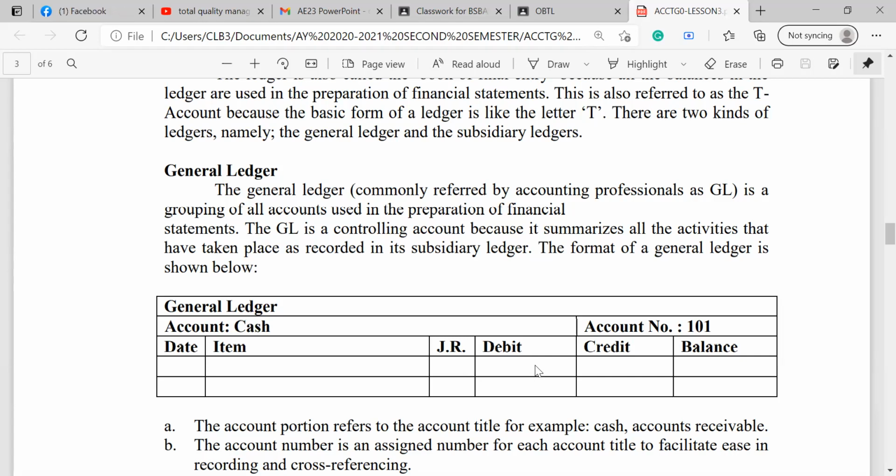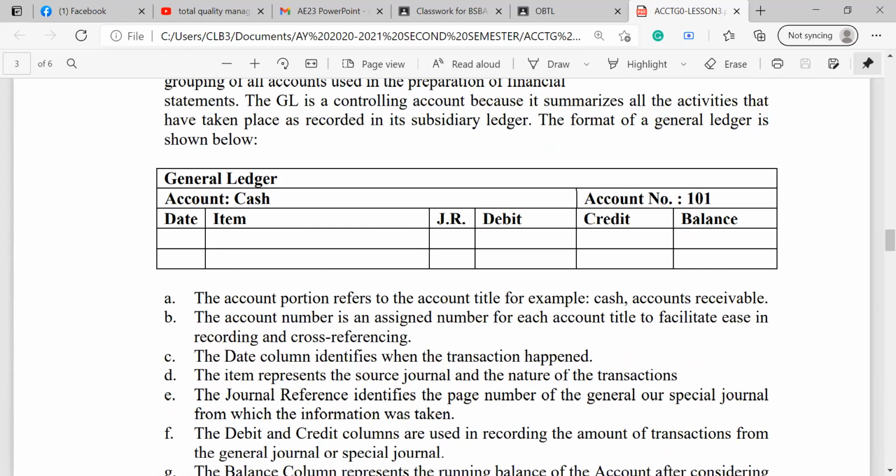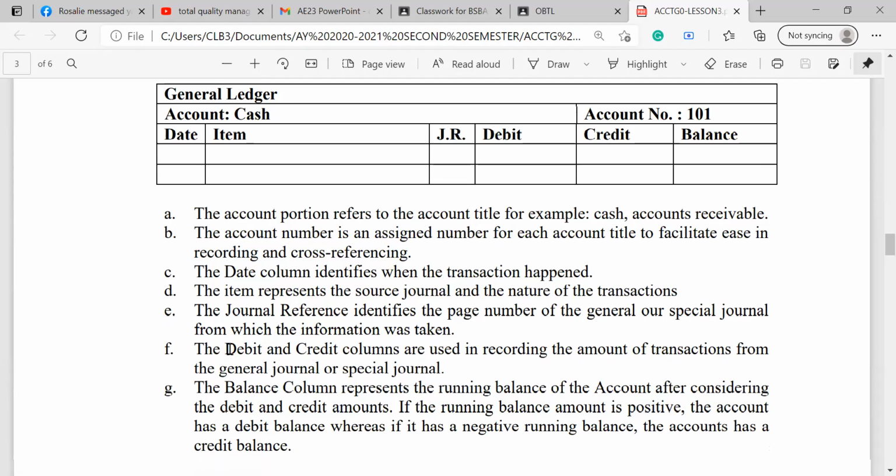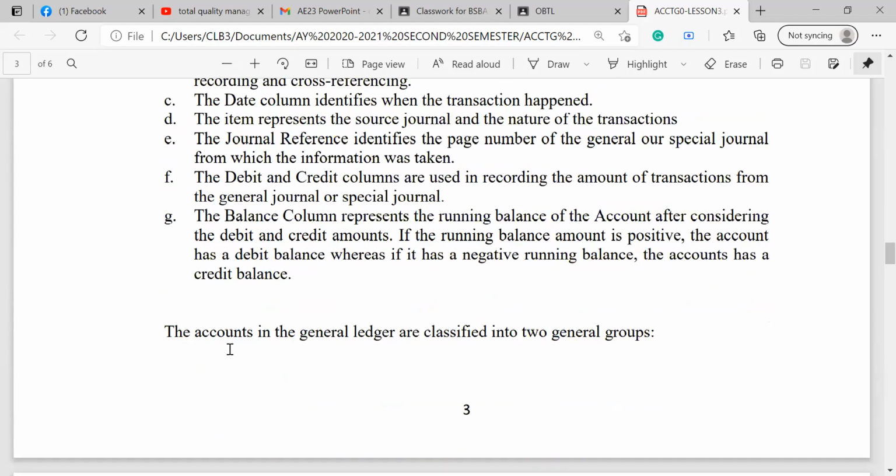Then, identify natin, naka-debit po ba yung cash natin or credit? And then, of course, the balance. Paano malalaman yung balance? Siyempre, kung debit yan, i-add mo yan. Kung credit yan, ibabawas mo. Okay? So, basically, yun na yung mga nasabi ko. Inisa-isa lang natin dito. Okay?